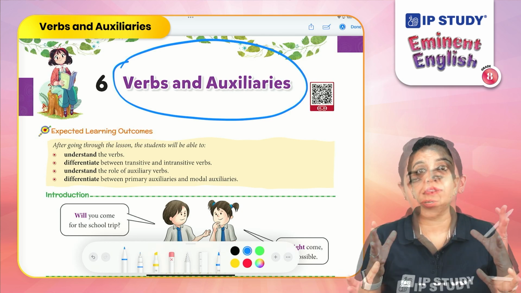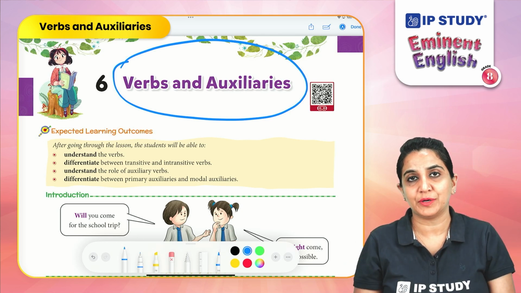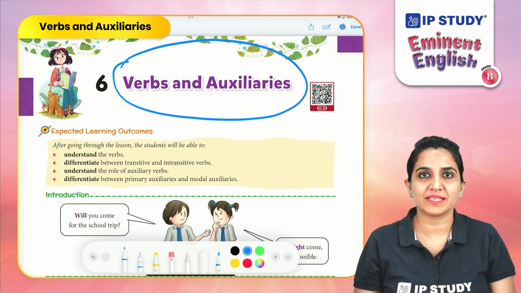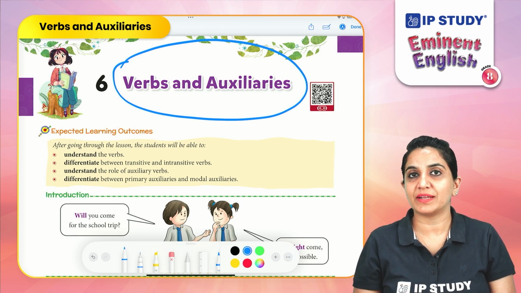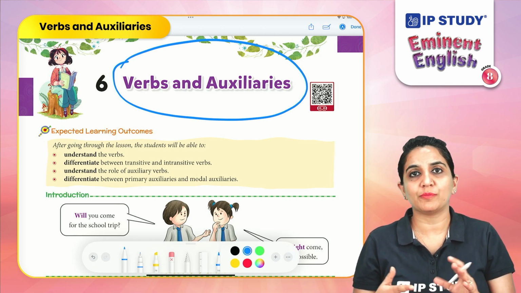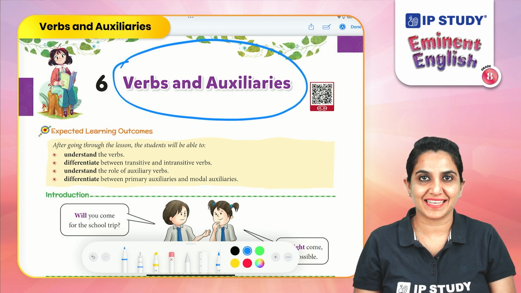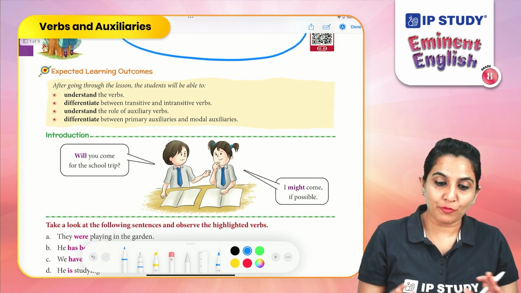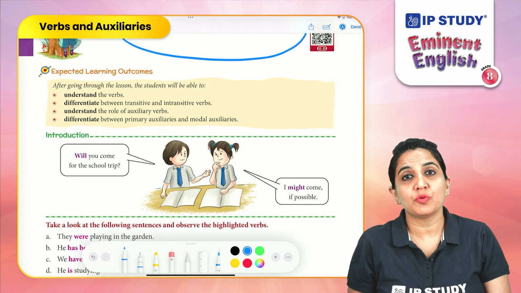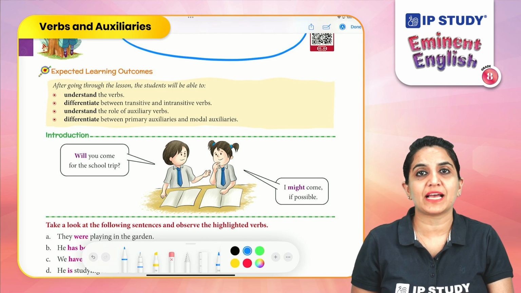So, both the main verb and the auxiliary verb are very important to form a sentence. Sometimes we require the auxiliary verb and sometimes we require the main verb to form the complete meaning of the sentence. Before we go forward, let us understand what we will learn before this chapter ends.